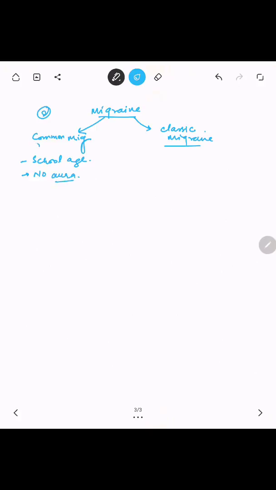Common migraine occurs at school age. There is no aura. What do you mean by aura? Aura is the feeling, or it can be visual feeling, it can be auditory feeling, it can be like flickering of lights, like zigzag lights. It can be just a feeling that a headache is about to be starting. So you need to know about aura. So in common migraine, there is no aura. The type of headache is throbbing, and poorly localized.